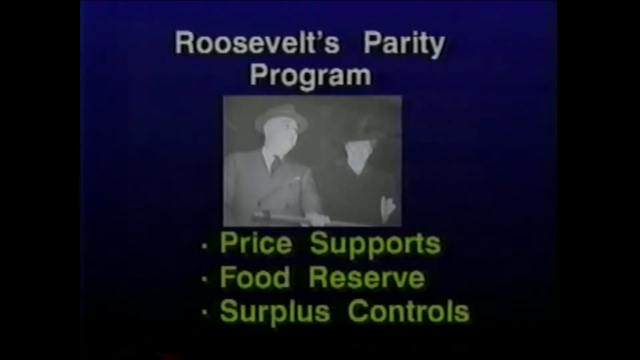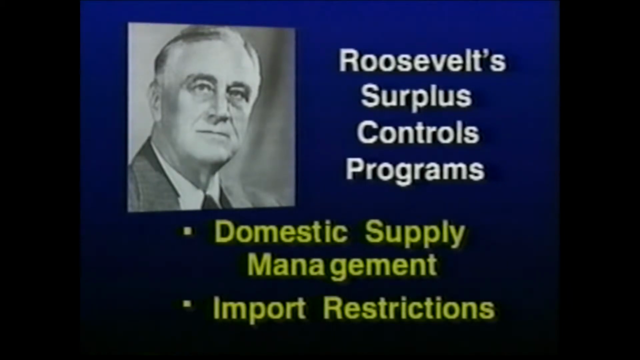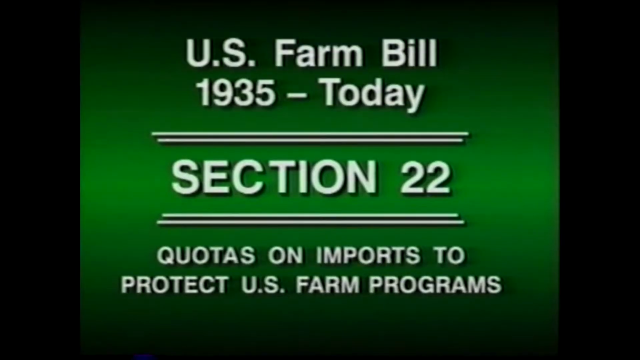Roosevelt's farm program had three major components: price supports to stabilize farm income, emergency food reserves to protect consumers, and production control programs to prevent wasteful surpluses. The key to Roosevelt's plan for preventing wasteful surpluses was government assistance to farmers to help them balance their production with demand. This was successfully accomplished through two programs: domestic supply management and limits on imports. Roosevelt's program to limit imports was included in Section 22 of the 1935 Farm Bill. This law authorized the president to impose import controls when needed to protect family farmers.